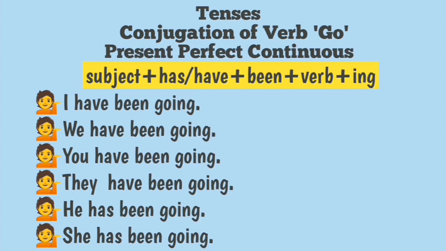Present perfect continuous tense. Sentence construction: subject plus has or have plus been plus verb plus ing. Examples: I have been going, we have been going, you have been going, they have been going, he has been going, she has been going.